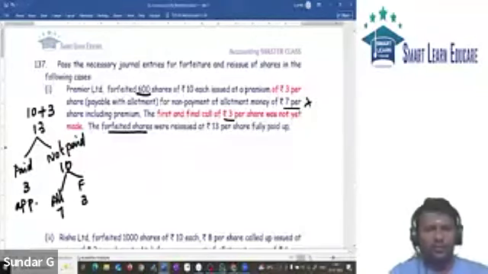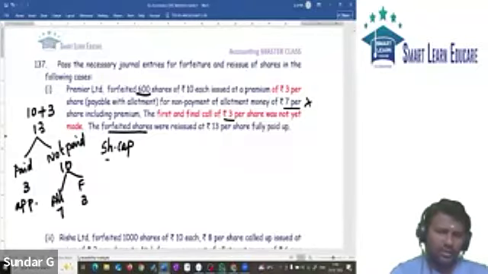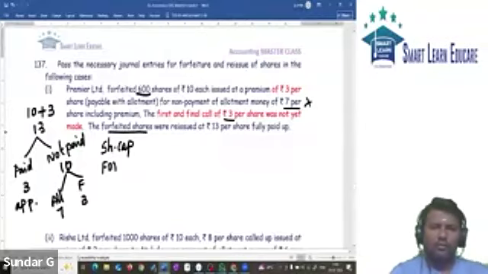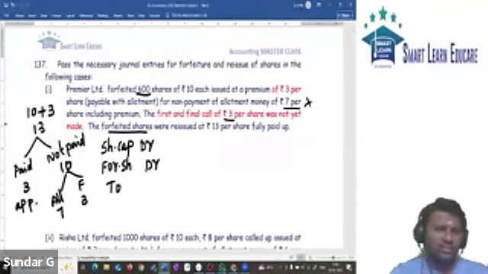First entry. What is the entry for forfeited shares? Here securities premium is not received. So what is the entry for forfeiture of share? Share capital account debit, to forfeited shares account, to unpaid calls. Either you can write it as unpaid calls or you can write it as calls in arrear. Here I am using the particular call name because I know that allotment is not received, and the first call is also not received.